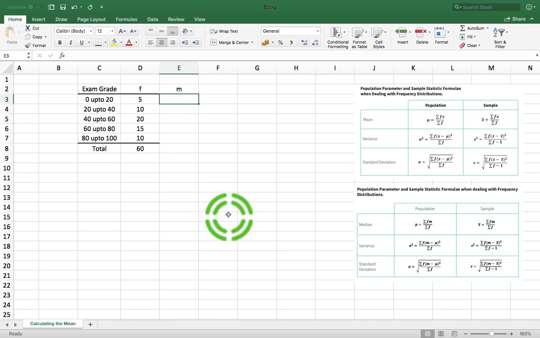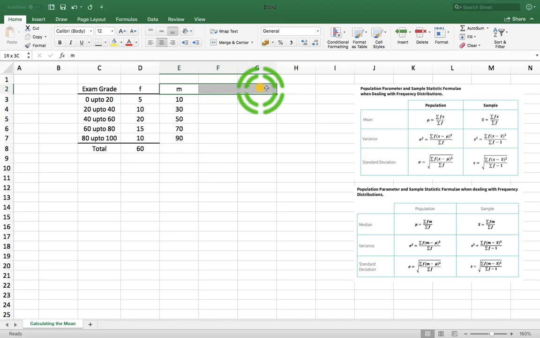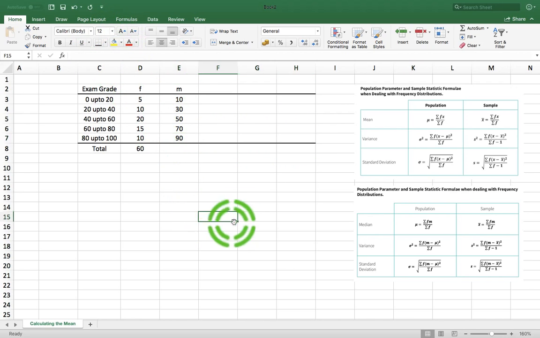The midpoint of the class is simply what's halfway between the lower bound and the upper bound of these intervals. So 0 plus 20 divided by 2 gives us 10. In this case, the midpoint is 10. In this case, it's 30. 40 plus 60 is 100, divided by 2 gives us 50. Next we have 70, and then we have 90. So these are the actual representatives, where we assume 5 people scored 10%, 10 people scored 30%, 20 people scored 50%, 15 scored 70%, and so on. Maybe I'll continue this table over here, just so that the table looks a bit more structured.